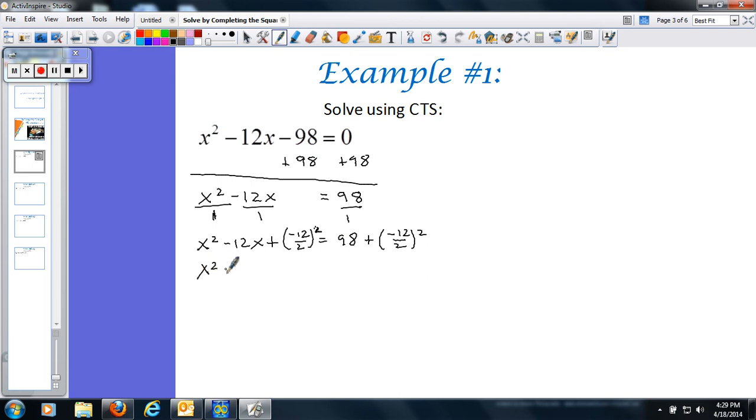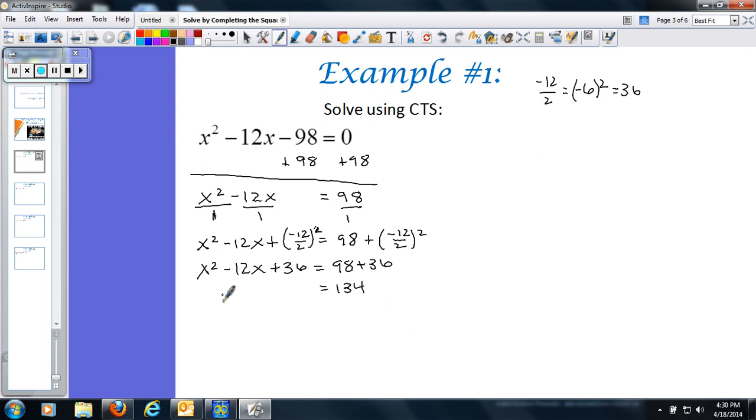So this gives me x squared minus 12x. Negative 12 divided by 2 is going to be negative 6. Negative 6 squared is going to be 36. So I added 36 here, equals 98 plus 36. Now once I get to this point, I'm going to simplify the right side, and I'm also going to factor the left side as well. Okay, so I'm going to show you what that looks like. The right side is going to be 134.